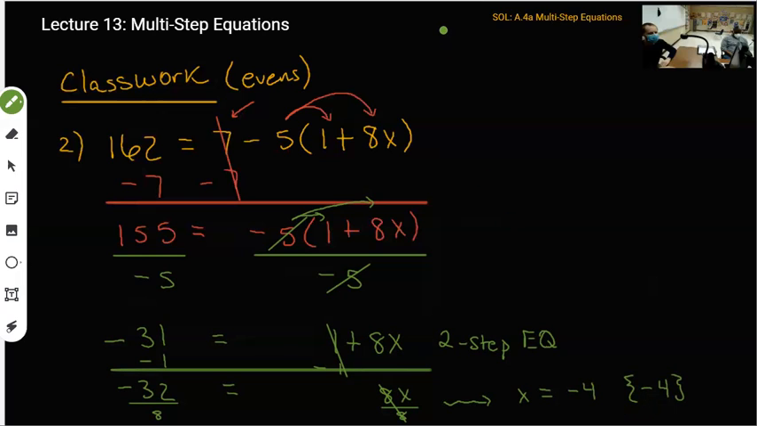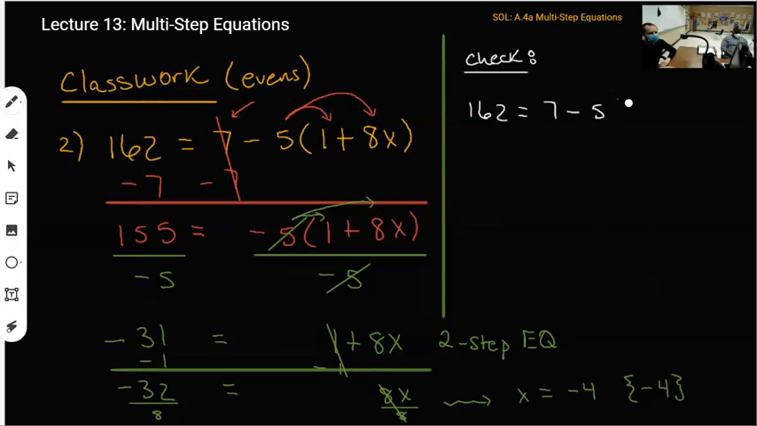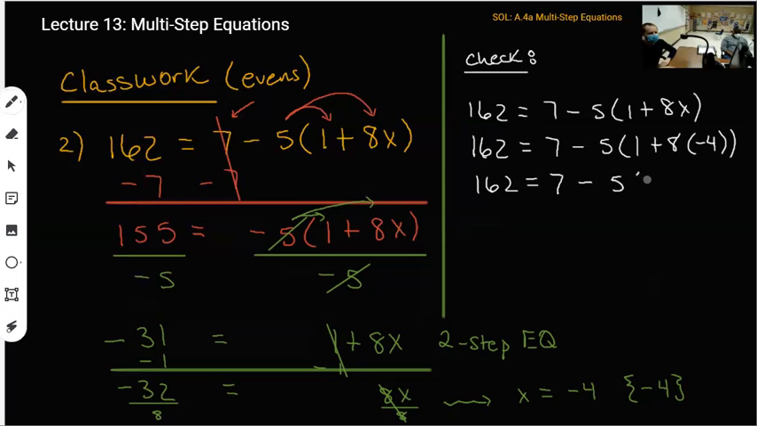Okay, so when I go back and check, I start off with my original equation. And everywhere that I see an x, everywhere I see that variable, I'm going to let x be negative 4 because that's the answer that I just found. So everything is going to stay the same, except for I'm letting x be negative 4. So I've got that double set of parentheses now. That's because I'm multiplying 8 by negative 4. When I do that, I get negative 32. 1 plus negative 32, that would just be minus 32. So in the end, I'm going to have 1 minus 32, which is negative 31.